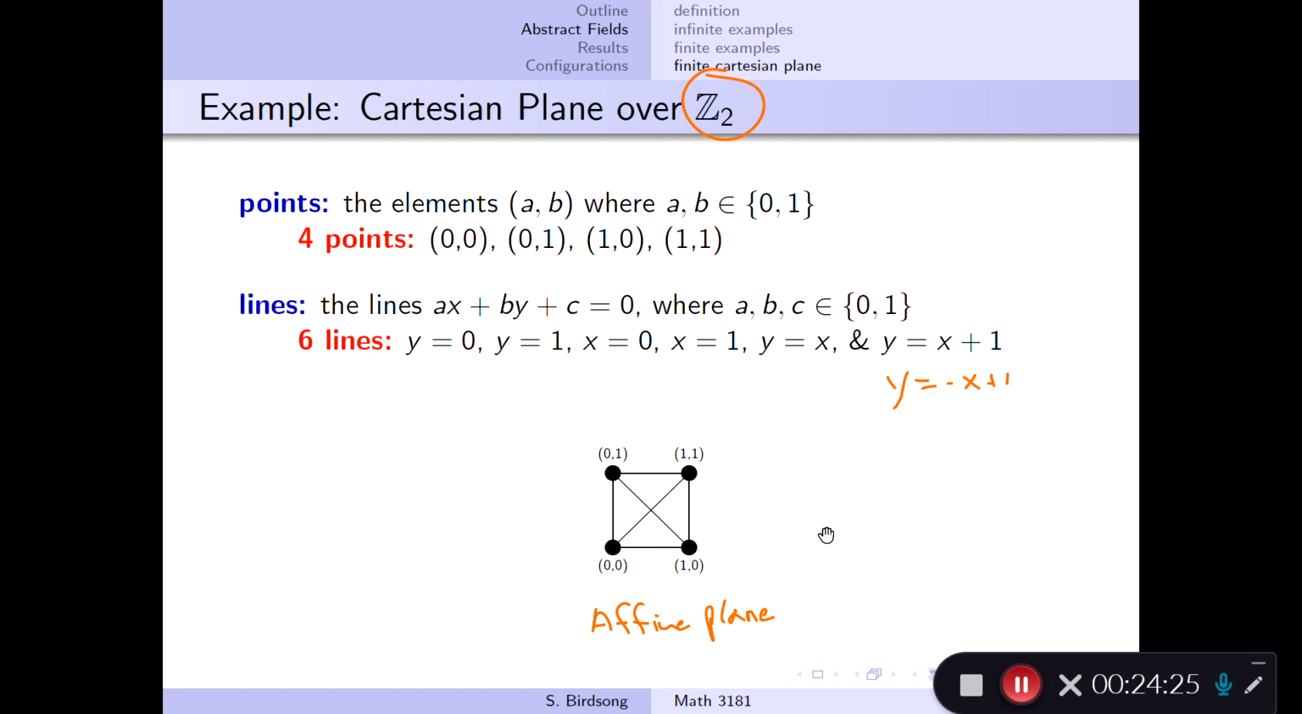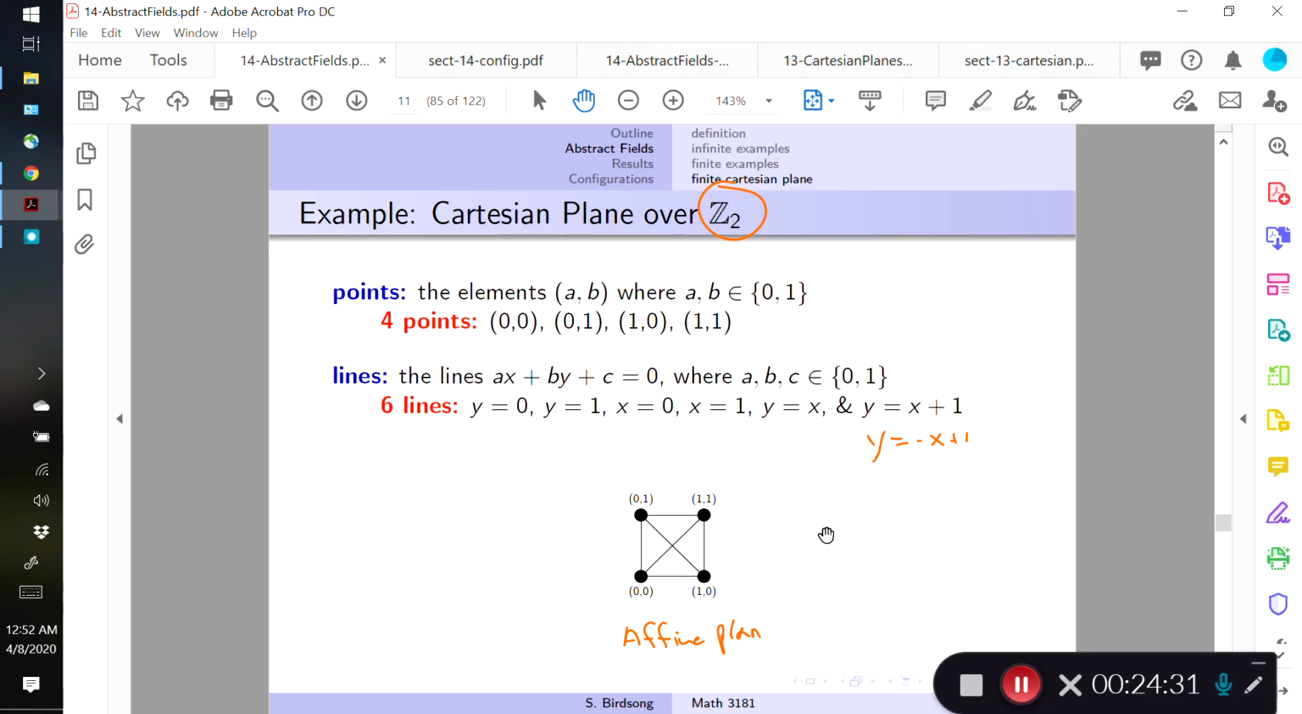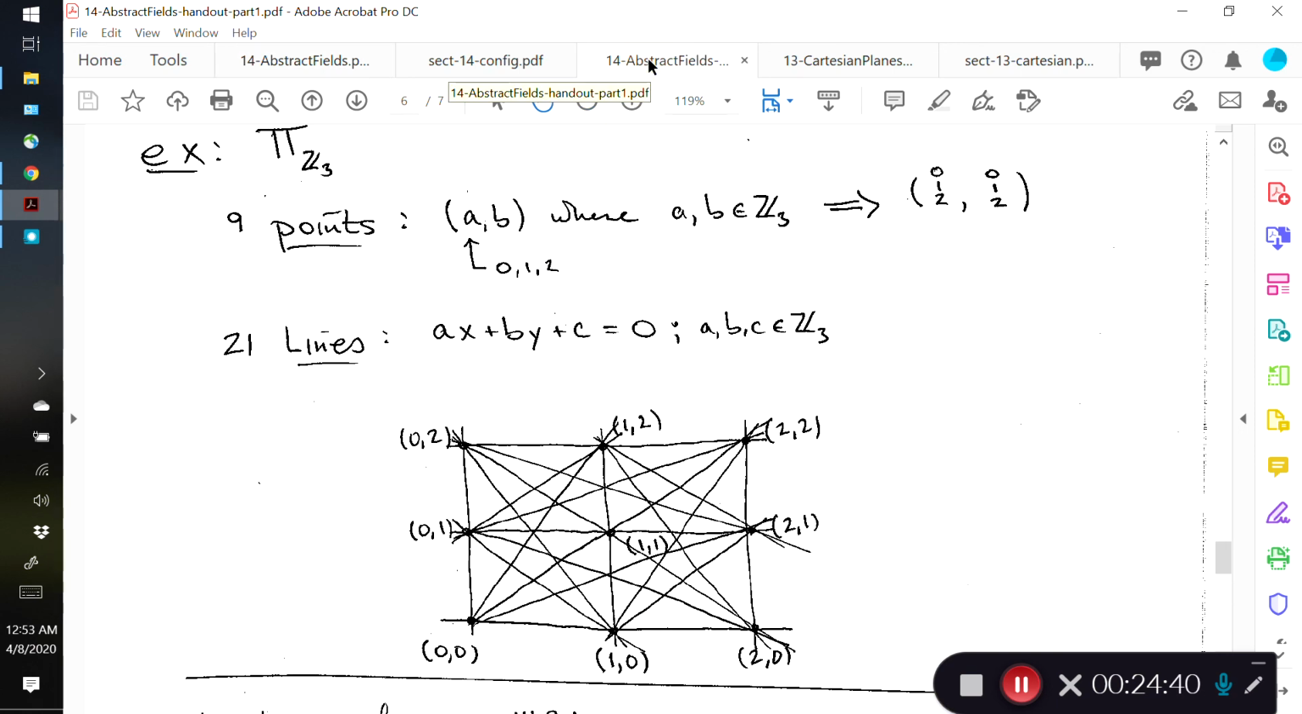Okay. Now, I don't have it prepped up on slides, but I did want to go ahead and show you what the Cartesian plane over Z mod 3 looked like. Okay. That is this one. So if we look at the Cartesian plane over Z mod 3, it'll turn out to have a total of 9 points. Ordered pairs still, where both the x's and y's are going to come from Z mod 3, so you can have 0 through 2 in each of the positions.